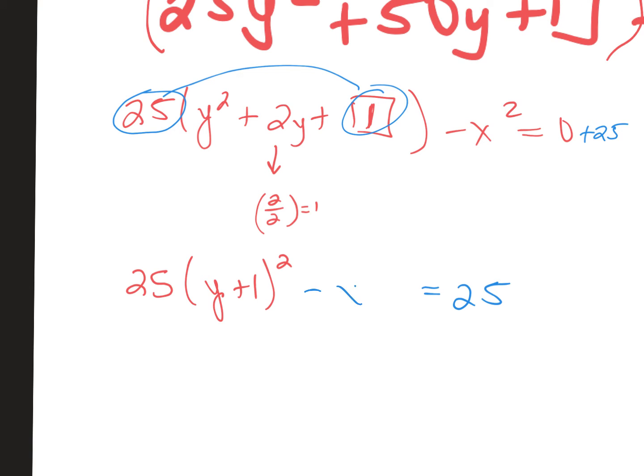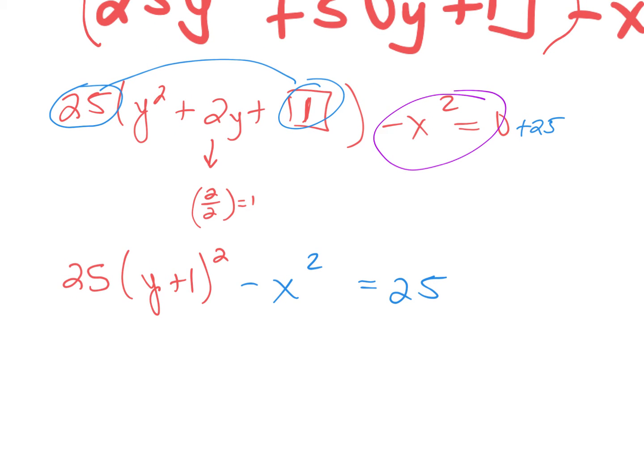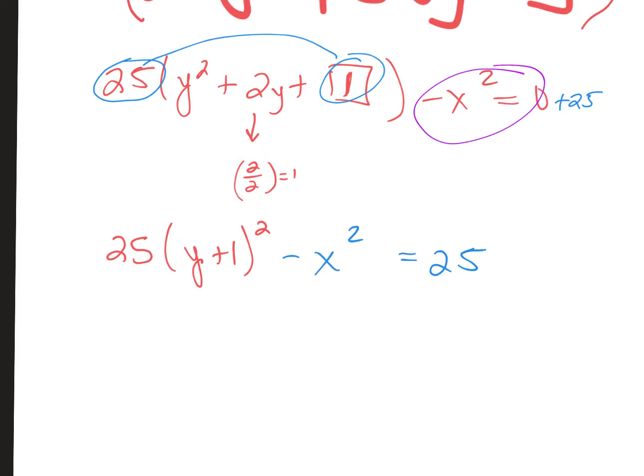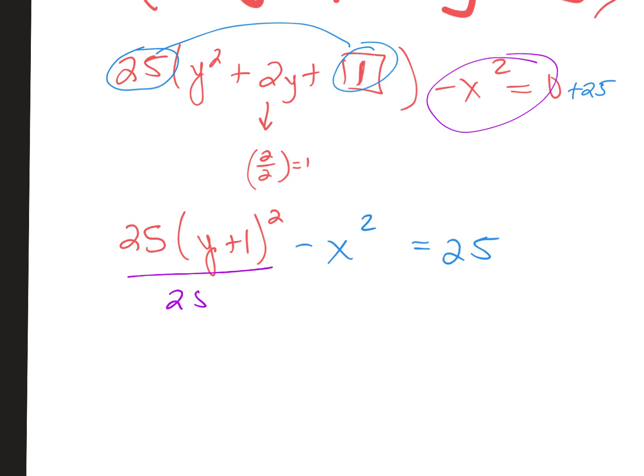Then I have minus x squared. Do I have anything to complete the square with the x squared? Is there any x term that's just x to the first power? Yes or no? Is there anything over here that's x to the first power that I have to use to complete the square? No. So we're close to standard form, but we're not in standard form because what should our hyperbola equal? 1. So what do we need to divide everything by? 25. Good.